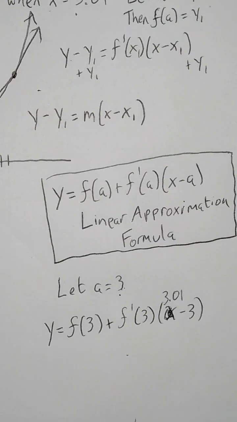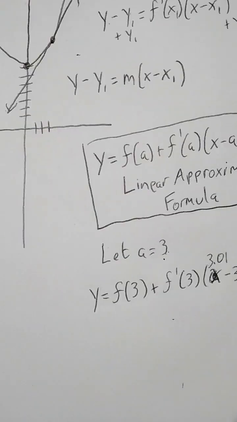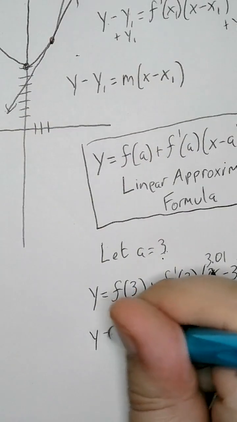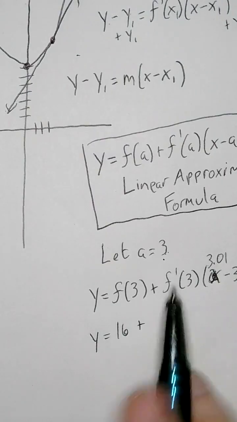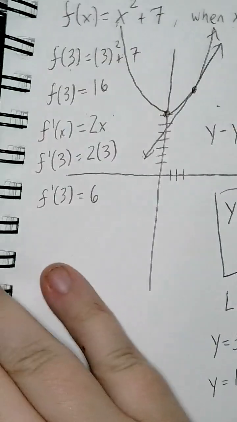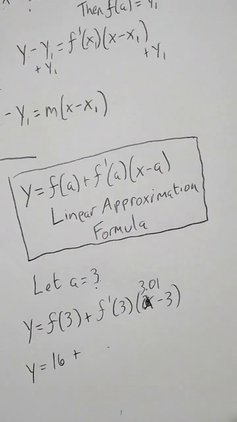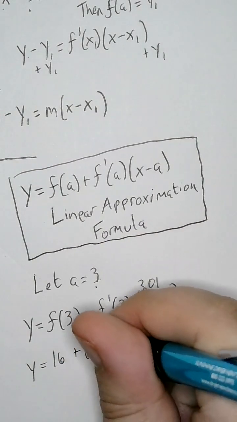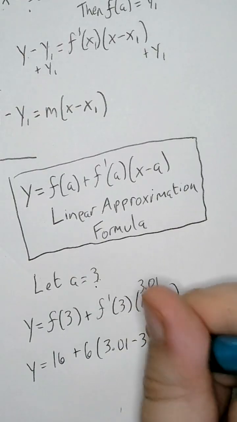Okay, so now I have everything I need to solve this problem. So I'm going to start by finding f of 3, which is 16. So this is going to be y is equal to 16 plus f prime of 3. What is f prime of 3? f prime of 3 is 6. So this is going to be 6 times 3.01 minus 3.